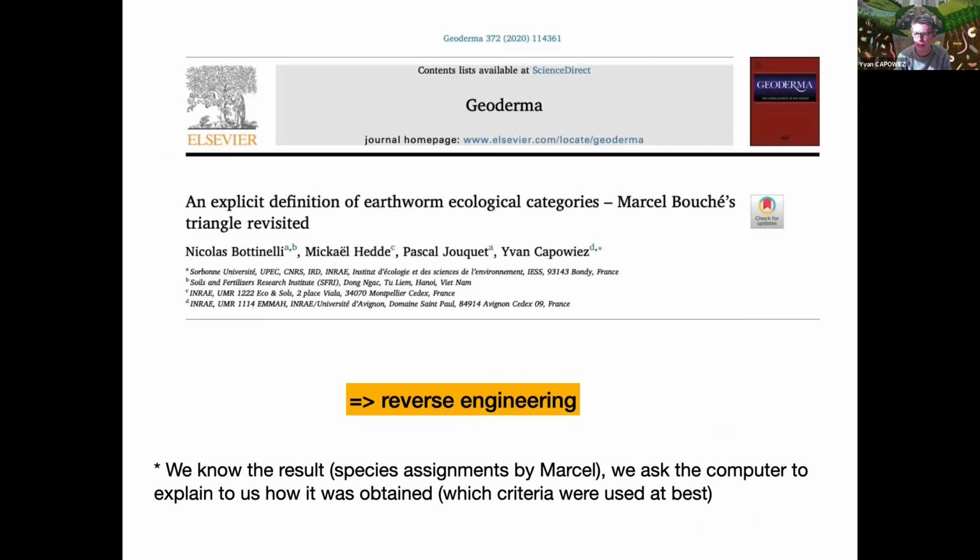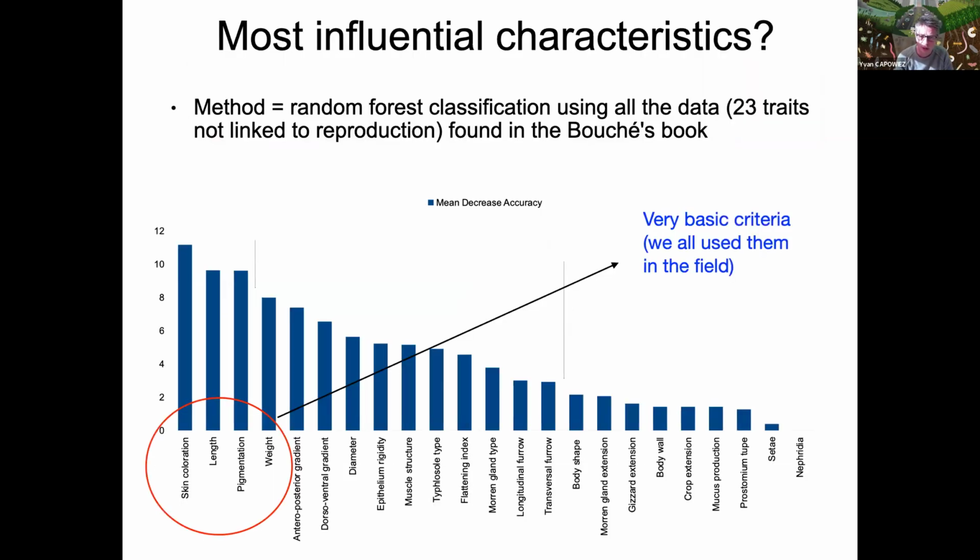The idea is very simple. We've got everything in the book of Marcel Bouché. He defines the species with morphological criteria, and he assigns most of the species. It means that it's quite easy to ask the computer to explain to us how Marcel Bouché did it. This is something like a reverse engineering process. I don't want to go too much into the method. The computer responds that the most important criteria for the classification were, not a big surprise, skin coloration, length of the earthworms, pigmentation, and weight of the earthworms.